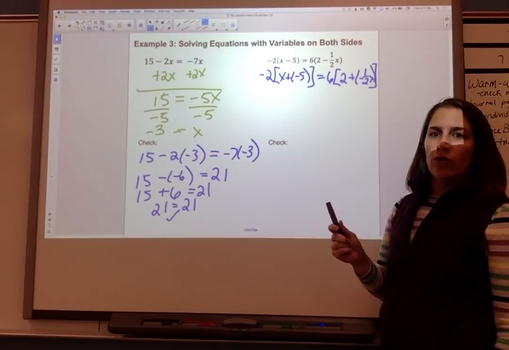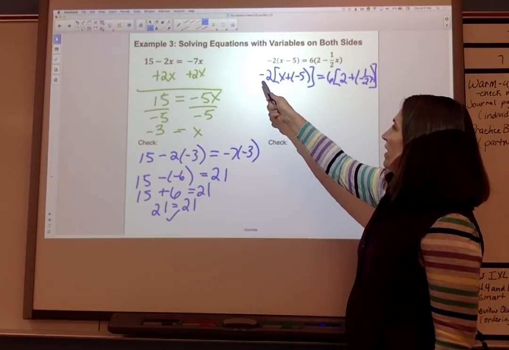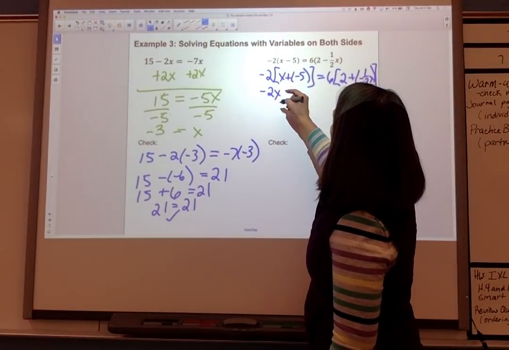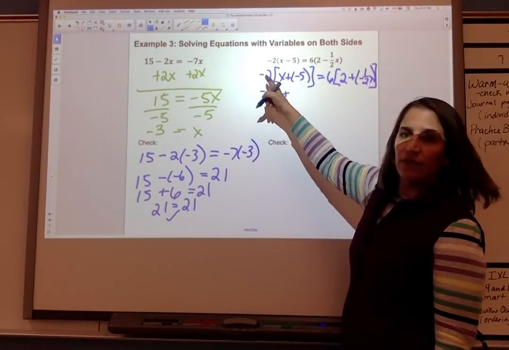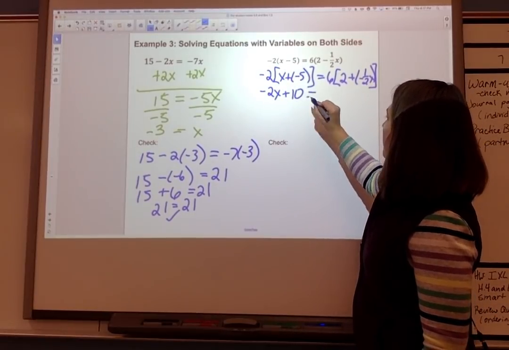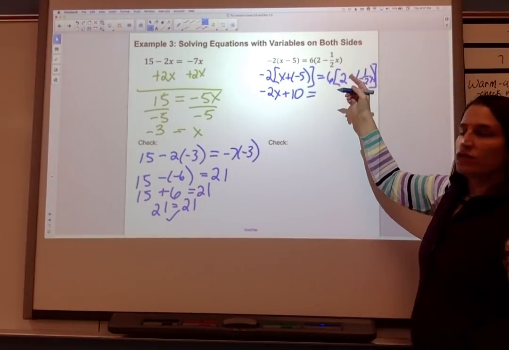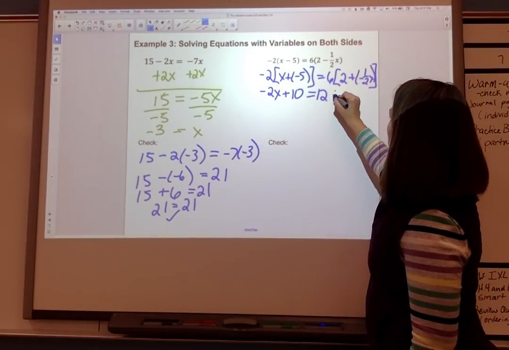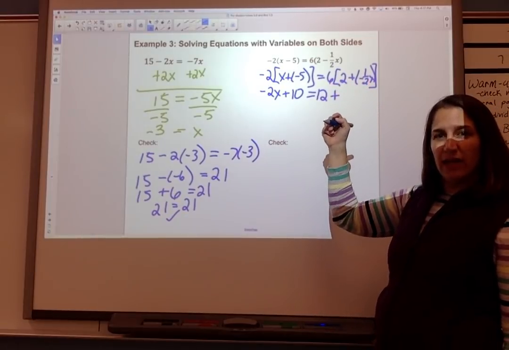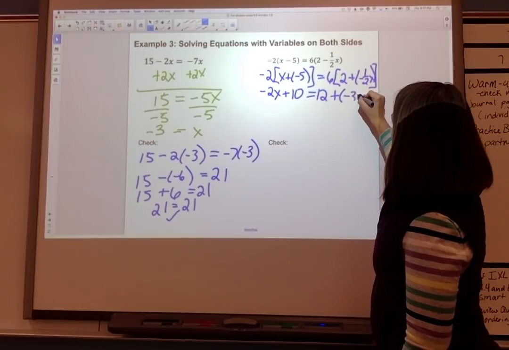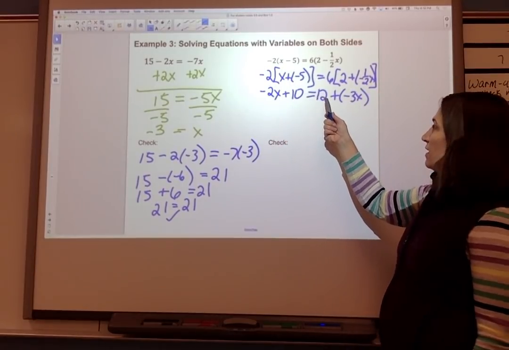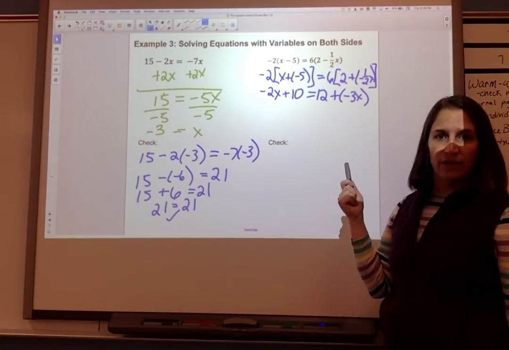All right, now let's do our distributing. So negative 2 times x is negative 2x plus negative 2 times negative 5 is positive 10. That's equal to 6 times 2 is 12 plus 6 times negative 1/2 x would be negative 3x. Okay, so we have negative 2x plus 10 equals 12 plus negative 3x.